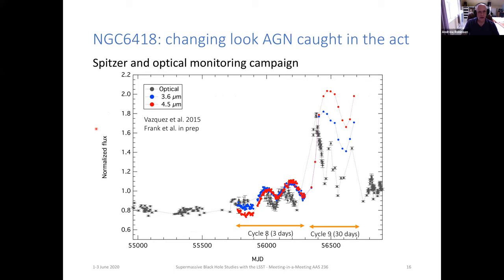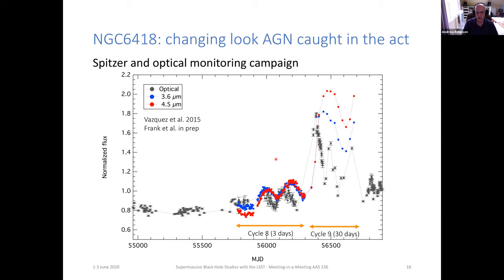So these are light curves from a spectral optical monitoring campaign. This is NGC 6418, a rather nondescript, or was a rather nondescript, Seyfert 1.9. The black points show the optical, the blue and red points show the 3.6 and 4.5 micron light curves from Spitzer. We observed over two cycles with a 3-day cadence in cycle 8 and a 30-day cadence in cycle 9. You can see that there were a couple of bumps in cycle 8, but then a large flare, a factor of 2-ish, in both the optical and the infrared, with the infrared lagging, as you'd expect, behind the optical.